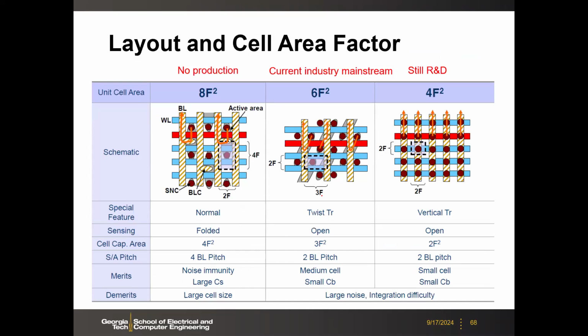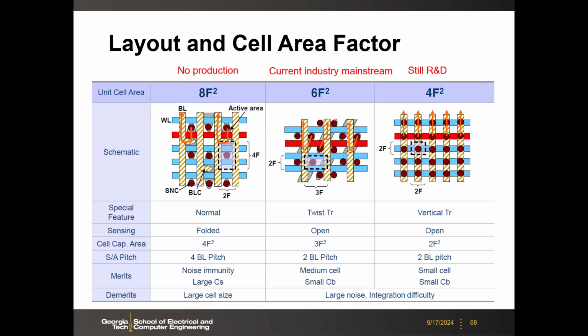So here, let's look at the comparison between, let's say, 8F square, 6F square, and the 4F square cell. We already showed you the 8F square cell. And then let's look at the 6F square, okay. 6F square, a very important feature is that there's an angle between the channel and your word line or the bit line.